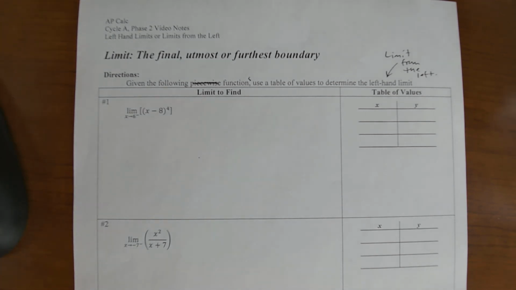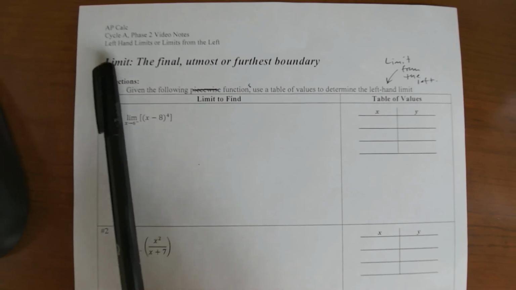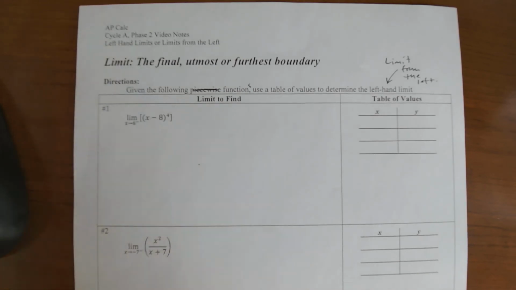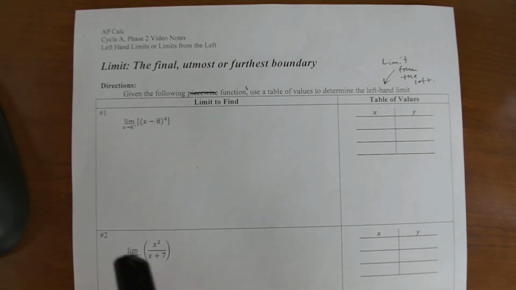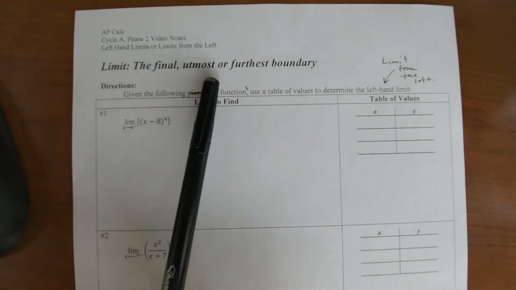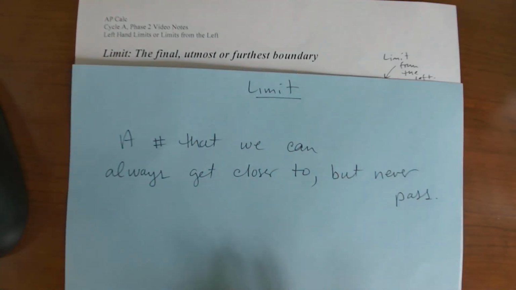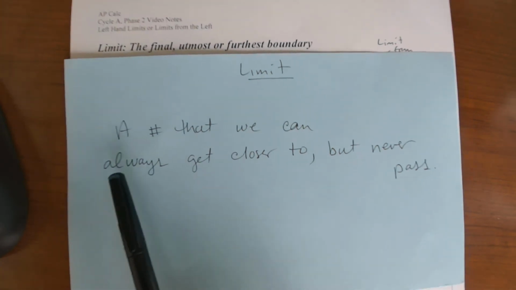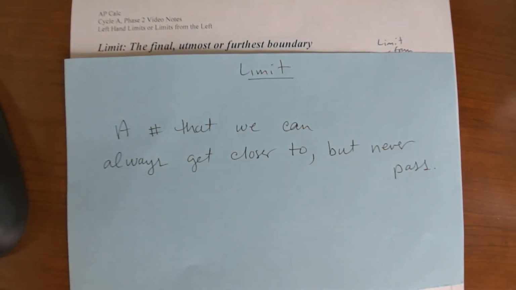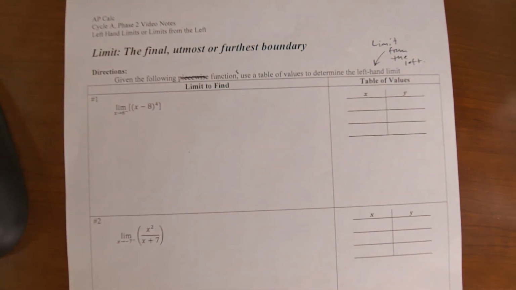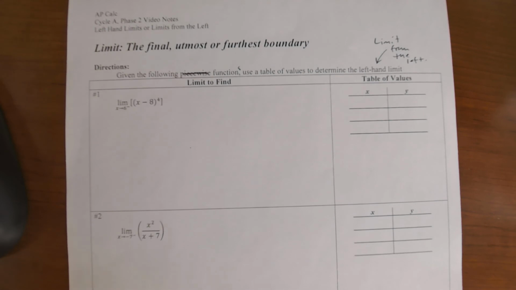Okay, so here's the video for Cycle A Phase 2. And we're still working with limits, specifically today, left-hand limits or limits from the left. So remember, a limit is the final, utmost or furthest boundary. And yesterday's notes also described a limit as this: a number that we can always get closer to but never pass.